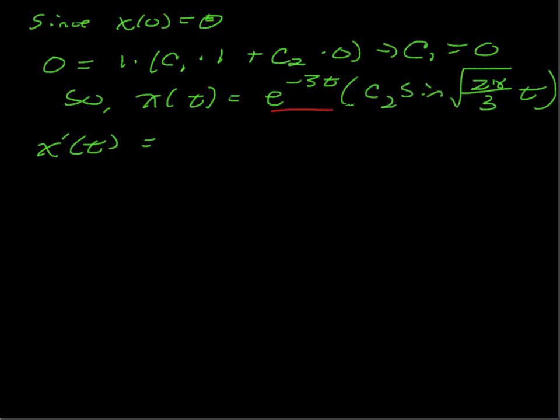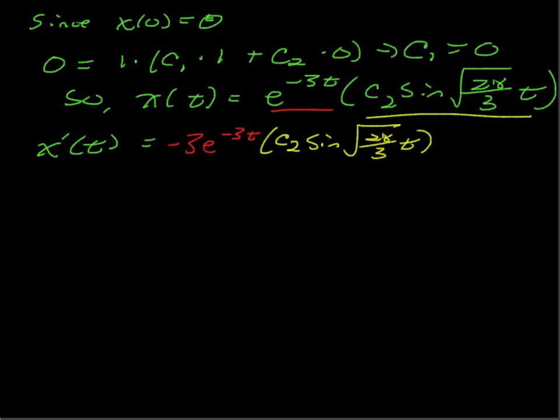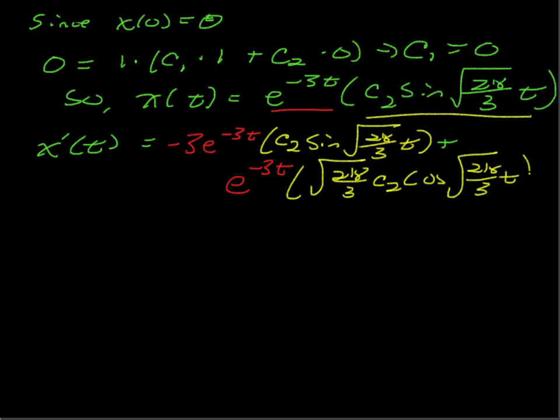Now we're going to take the derivative of this. Just to give you my plan, product rule: I'm going to let one factor be f and the other be g. So g times f prime is negative 3e to the negative 3t times c2 sine of the square root of 218 over 3 t, and then plus e to the negative 3t times the derivative of this. We have to use a little chain rule here, so this is going to be the square root of 218 over 3 times c2 cosine of the square root of 218 over 3 t. And that's the product rule.